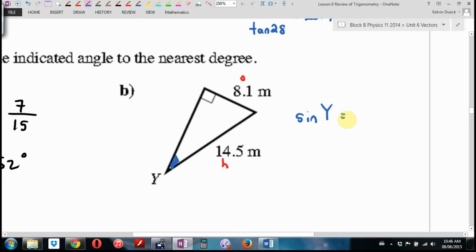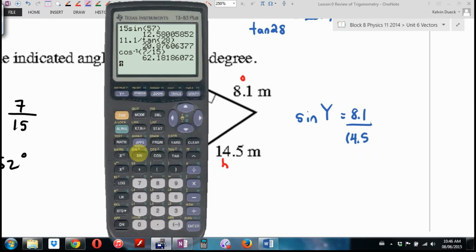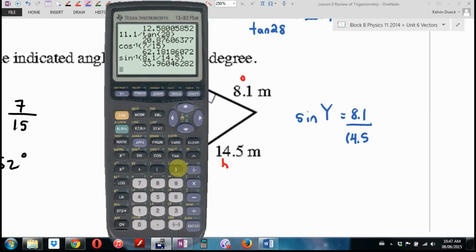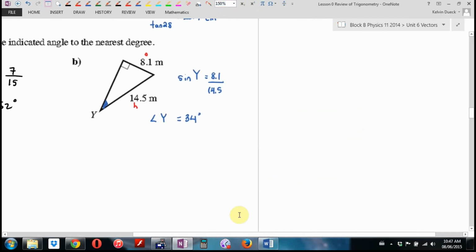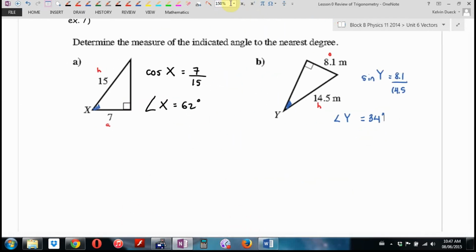Equals what over what? Opposite over hypotenuse. 8.1 over 14.5. Bracket 8.1 over 14.5. Do you get 34 degrees? Angle y equals 34 degrees.